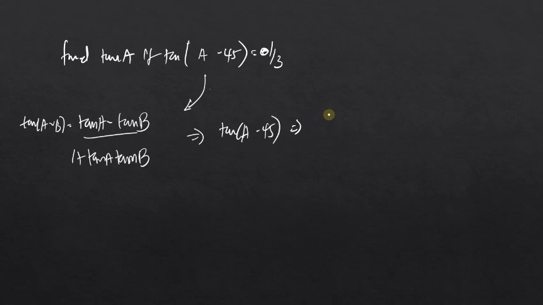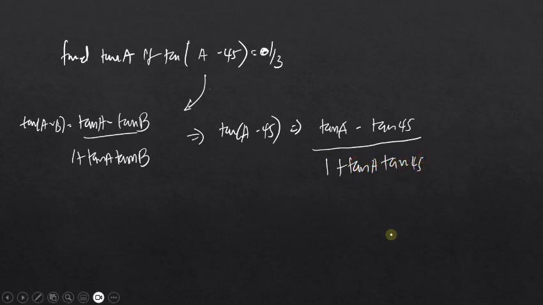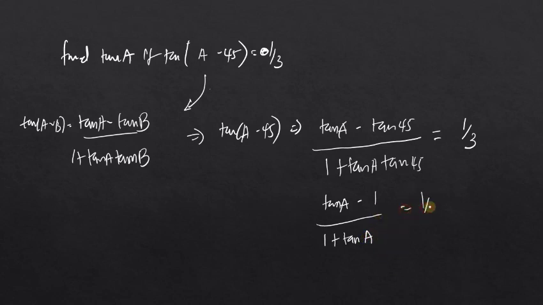So let's express it in that format. That will give us tan A minus tan 45 all over 1 plus tan A tan 45, right? And we know that tan 45 is 1, because we have done those calculations in trigonometry 1. And then they are saying that all this is equal to 1 over 3. So tan A minus 1 all over 1 plus tan A, because all this is 1, will be equal to 1 over 3.